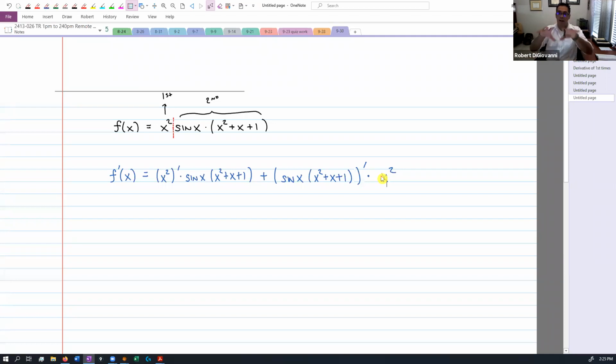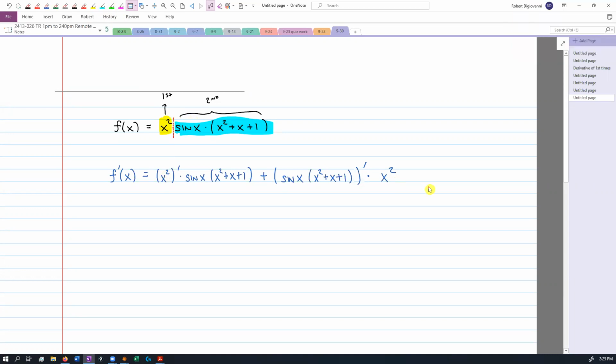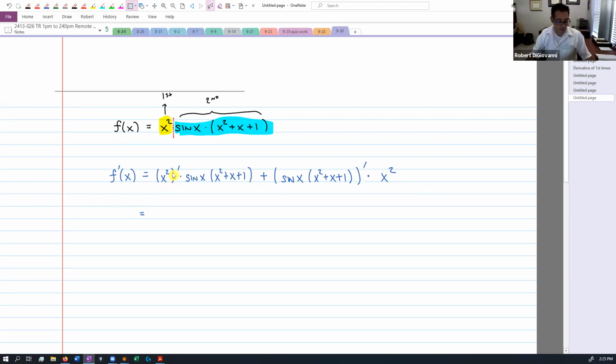So does everyone understand? That's just the product rule applied, treating this as my first one, and this blue one here is my second one. Derivative of the first times the second plus the derivative of the second times the first. Maddie, does that make sense? Yes. Okay, I'm going to keep going. This equals, okay, I've got to take the derivative of x squared. That's fine. I can do that, 2x. Then I have sine x. Then I have x squared plus x plus 1.